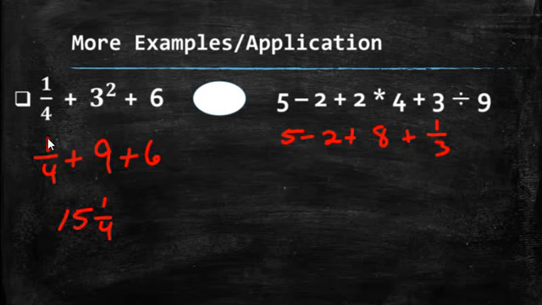5 minus 2 is 3. 3 plus 8 is 11. 11 plus 1/3 is 11 and 1/3. 15 and 1/4 is greater than 11 and 1/3. So I would put the greater than symbol in.